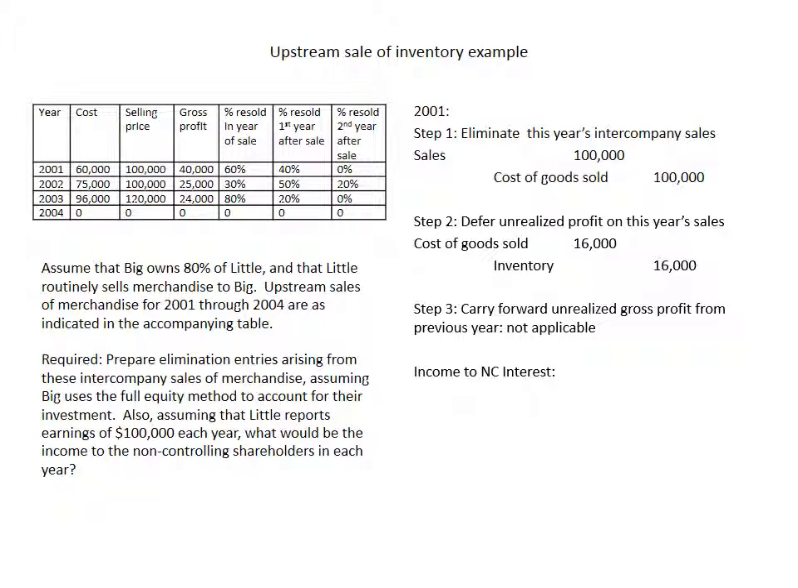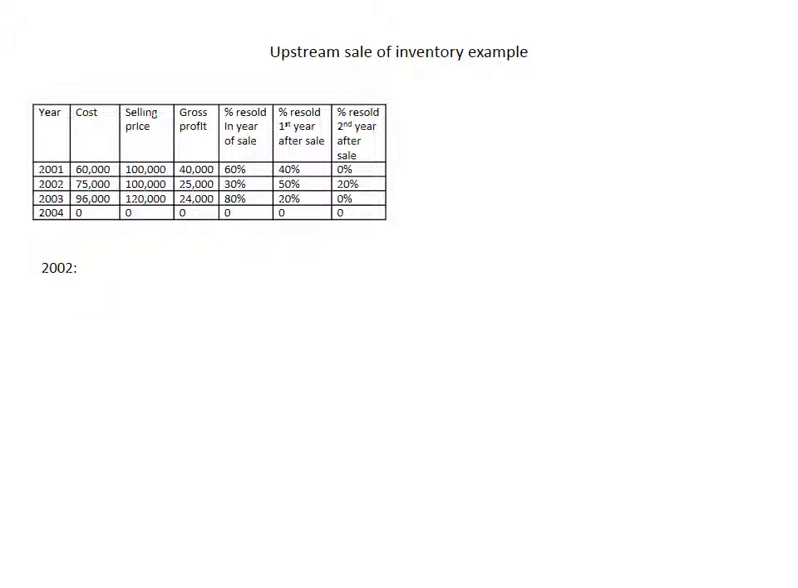Finally, we have to get the income to the non-controlling shareholders. The non-controlling shareholders own 20% of Little, so they're going to get 20% of the adjusted, realized subsidiary earnings. We look at those two elimination entries and ask how they affected earnings from the subsidiary. The first entry was a wash; there was no effect on income. But the second entry has a $16,000 debit to cost of goods sold, so that reduces our income by $16,000. So the non-controlling shareholders will get 20% of $100,000 minus $16,000, or $16,800.